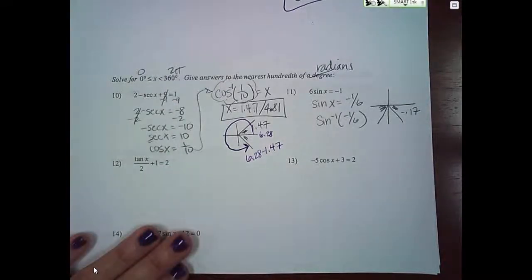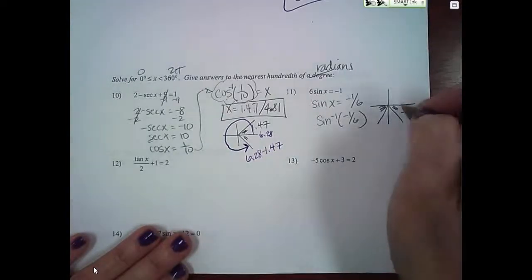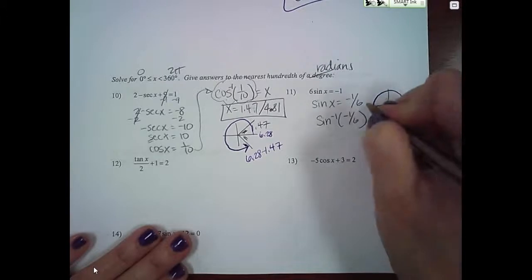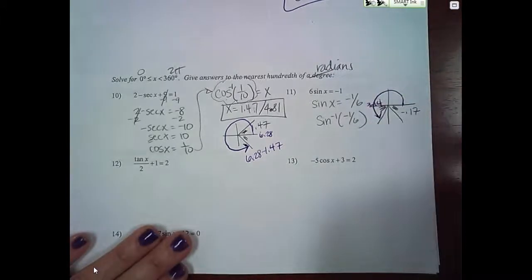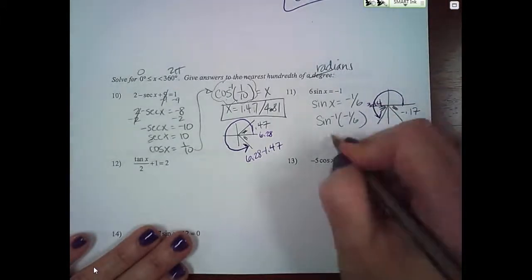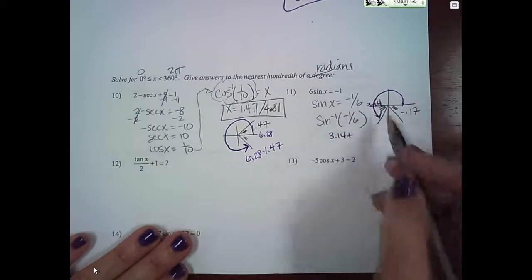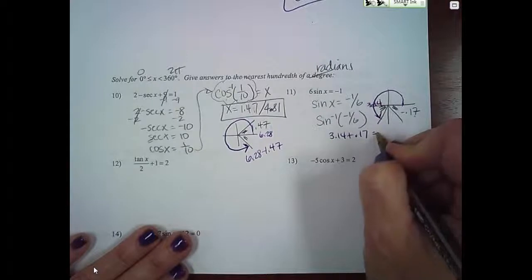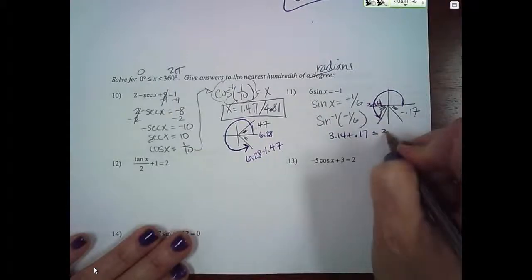Okay, so therefore, when I find this, I'm going to travel here, and I'm going to go to this spot. Well, I know that this is 3.14 because we're in radians. So I want 3.14 plus the shaded region more, so plus 0.17, right? Which gives me 3.31.